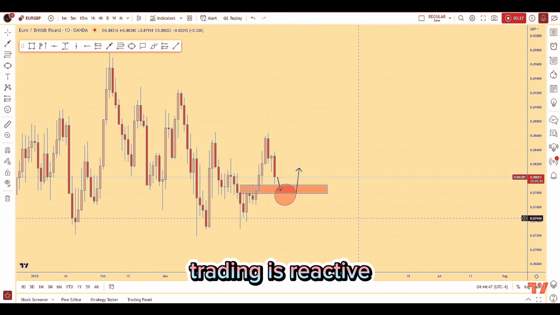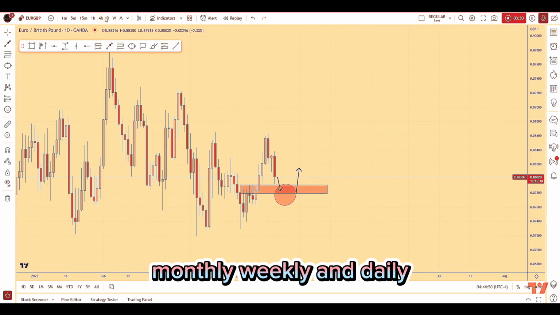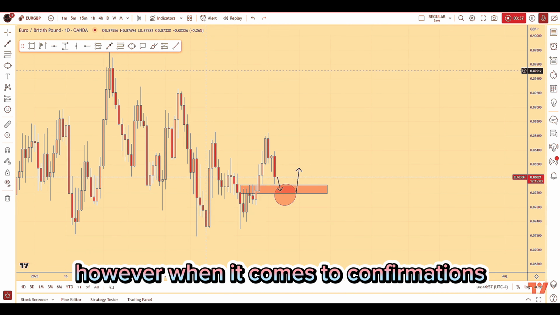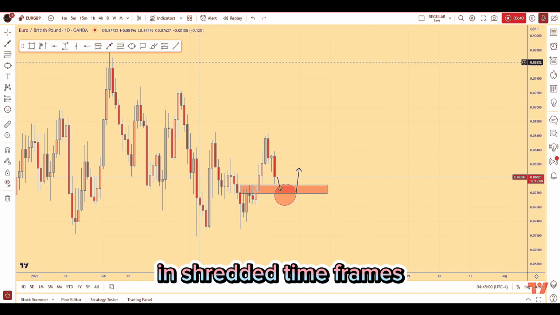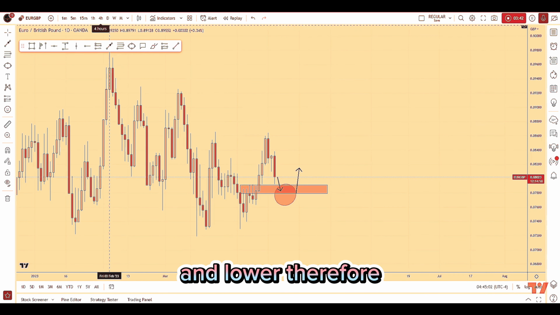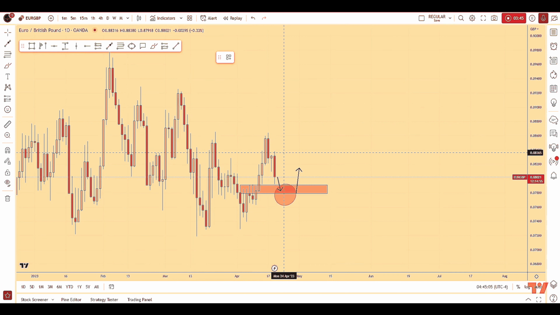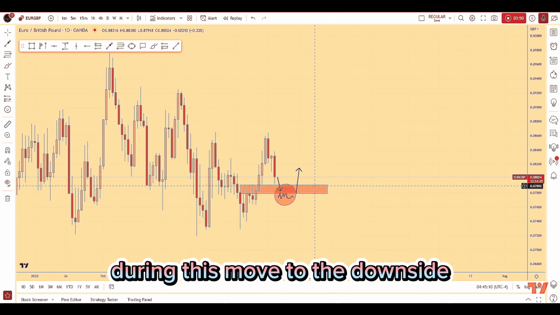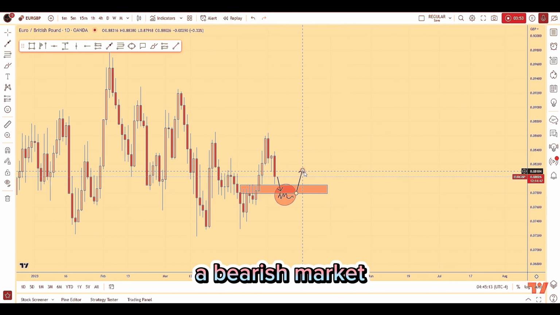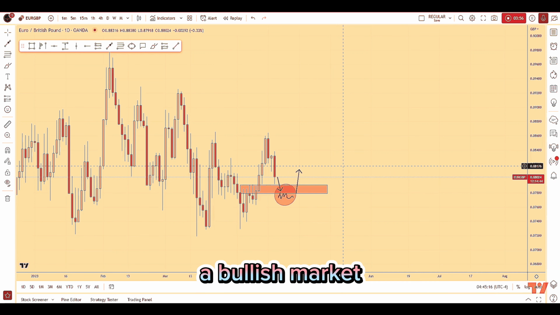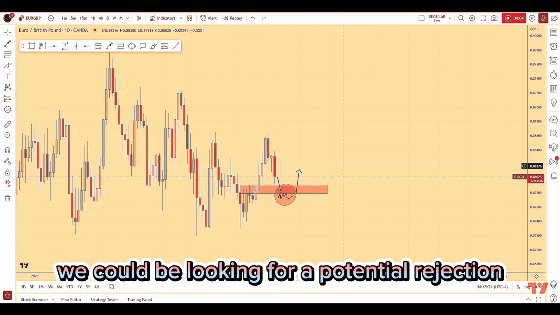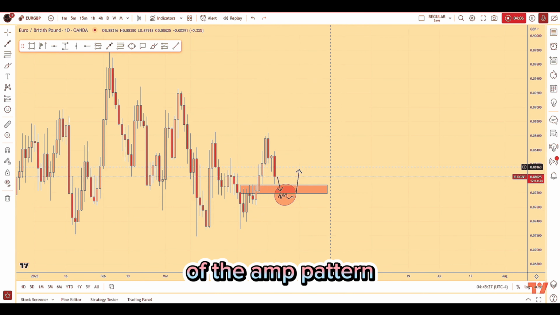Now, as usual, trading is reactive and not predictive. The monthly, weekly, and daily are the best time frames from a directional perspective. However, when it comes to confirmations and entries, the best time frames are the intraday time frames, so 4 hour and lower. Therefore, what we could be doing, potentially also with students, is monitoring price action from an intraday perspective during this move to the downside, waiting for the market to shift from an intraday bearish market to an intraday bullish market. And if the market would shift from intraday bearish to bullish and provide to us one of our valid entries, at that point we could be looking for a potential rejection to the upside for the completion of the M pattern at the neckline.